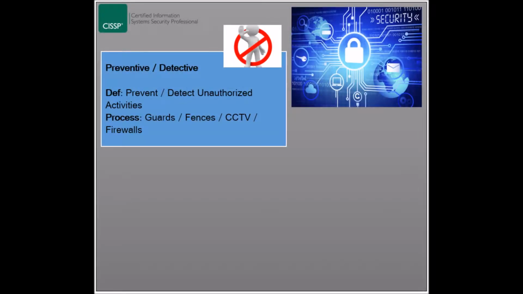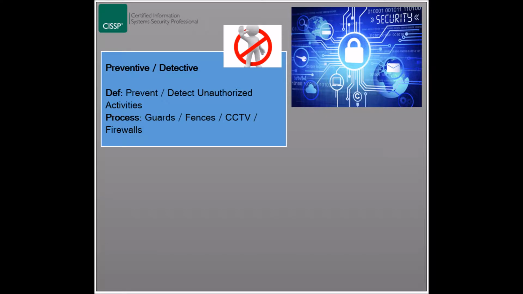Preventive controls are aimed at stopping unauthorized personnel from having unauthorized access or performing unauthorized activities. Examples of this type include fences, physical barriers, biometric authentication, encryption, firewalls, and intrusion prevention systems.